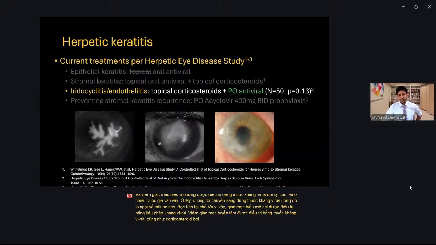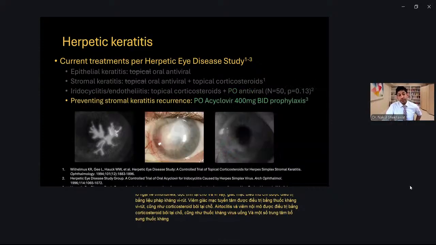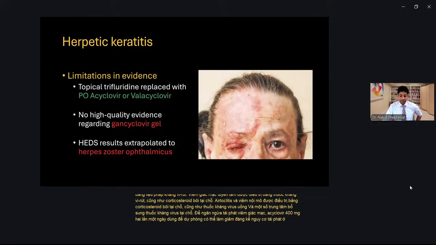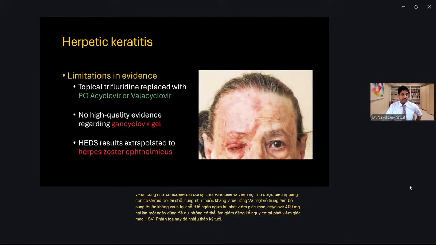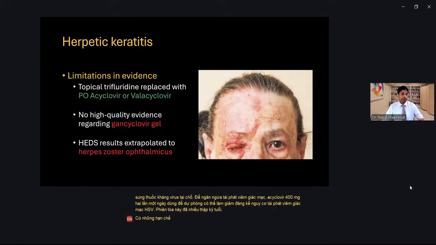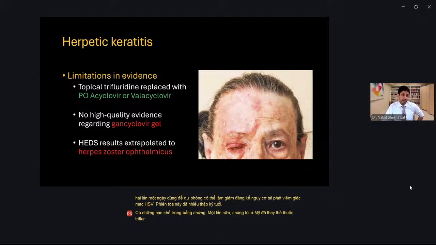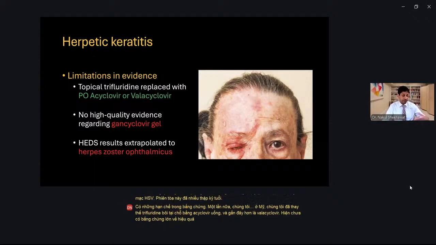Iridocyclitis and endotheliitis are treated with topical corticosteroids as well as an oral antiviral, and some centers do supplement that with topical antiviral. And then for preventing stromal keratitis recurrence, acyclovir 400 milligrams twice a day for prophylaxis does substantially reduce the risk of recurrence in HSV keratitis. This trial is now decades old. There are limitations in the evidence. Again, in the US, we replaced topical trifluridine with oral acyclovir and more recently valacyclovir. There's not yet great evidence regarding the efficacy of ganciclovir gel, although it's widely used as a supplementary antiviral therapy.